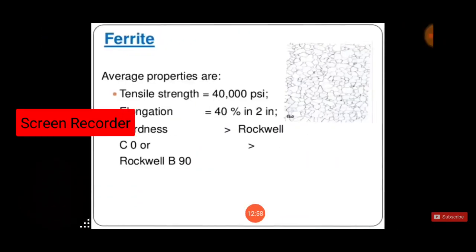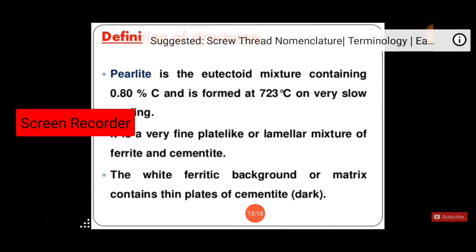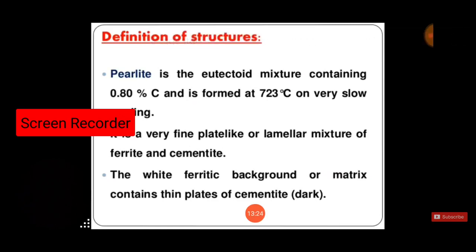Properties. Tensile strength 40,000 psi, elongation 40% in 2 inches, Rockwell hardness above 90. Pearlite. Pearlite is a eutectoid mixture containing 0.80% carbon and is formed at 723 degrees Celsius on very slow cooling. It is a very fine plate-like or lamellar mixture of ferrite and cementite. The white ferritic background or matrix contains thin plates of cementite.